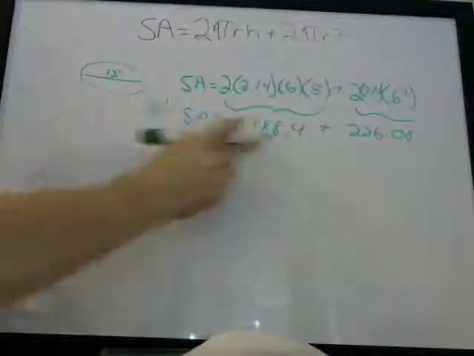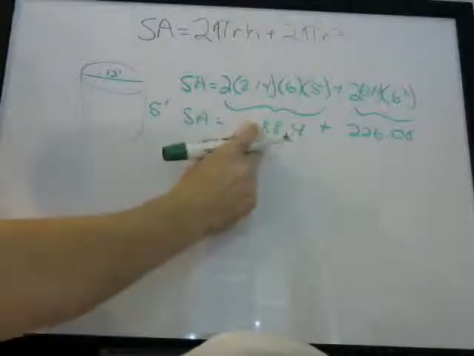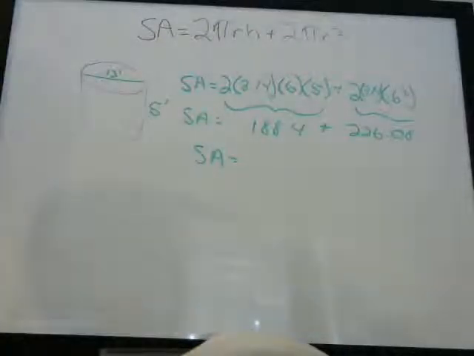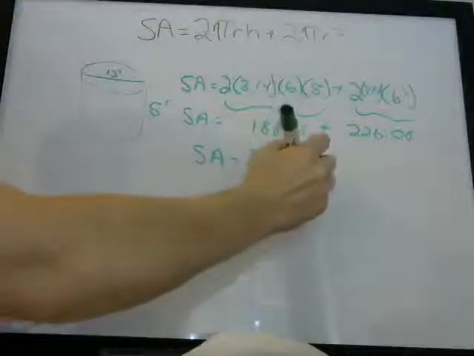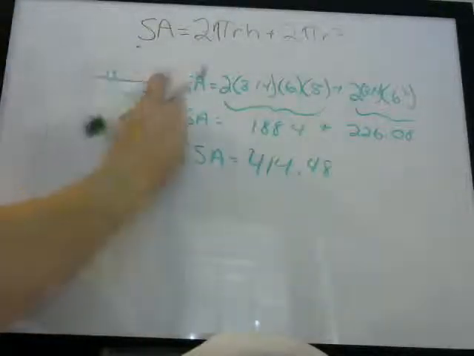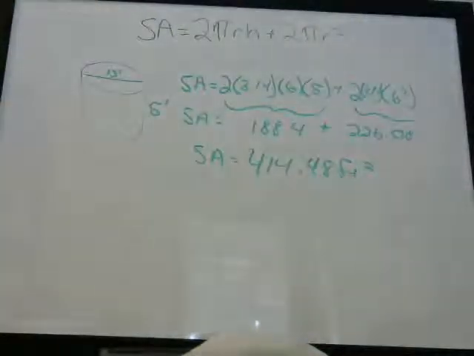So in the end, if you add these two numbers together, 188.4 plus 226.08, you're going to get 414.48. And remember, this is in feet, and the units are squared. 414.48 square feet is the answer to this problem.